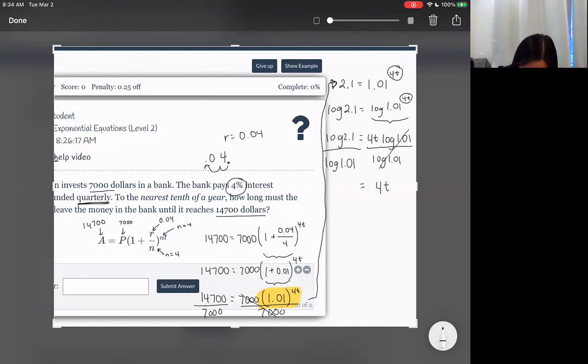Okay, so log 2.1 according to my phone's calculator is 0.3222219. I'm just going to kind of round it. And then log 1.01 on my calculator is 0.004321.